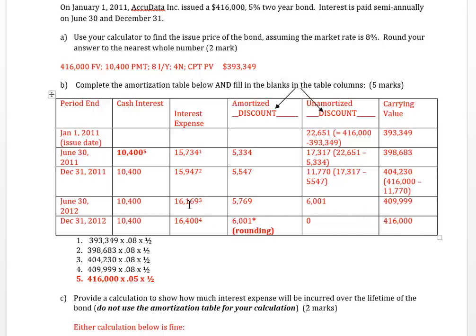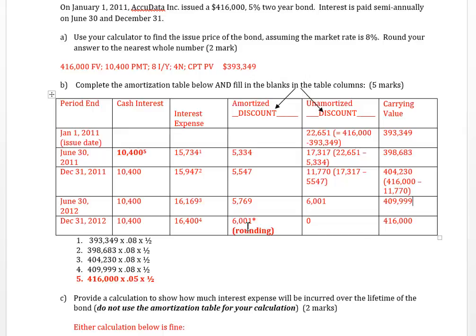So the difference between interest expensed and paid is your amortized discount, and the difference between 11,770, which was your unamortized discount to open January 1st, 2012, less what you're amortizing of it at June 30th, 2012 when you book interest expense, is going to give you 6,001. So we're going to have a carrying value of 416,000 less 6,001, your unamortized discount, to give you 409,999.